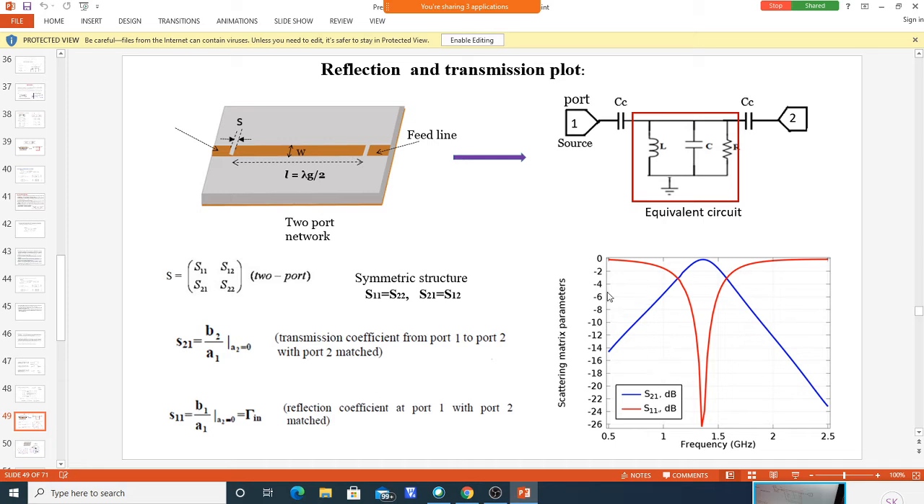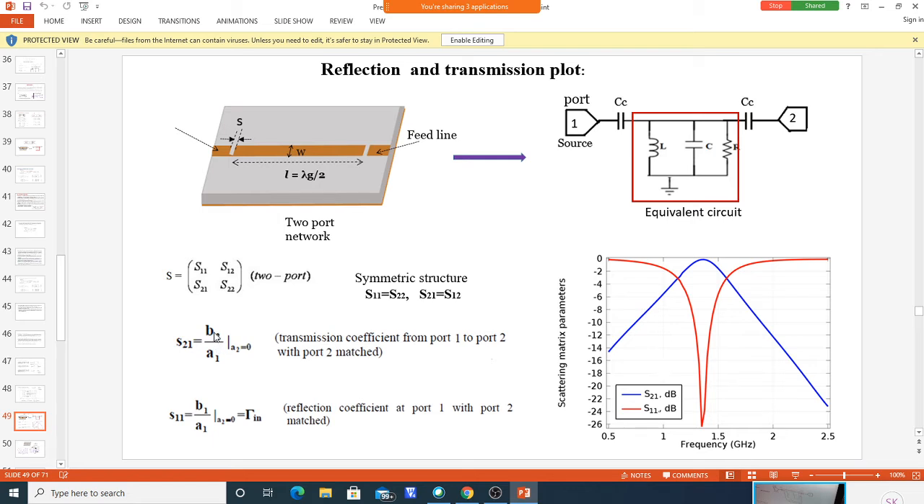If you plot S21 and S11, we will observe a plot like this. At high frequency, as I said, we are measuring the power and energy, not the voltage and current. Power is proportional to voltage square. S21 is a ratio of voltages, B2 by A1. B2 is a voltage, A1 is a voltage, so this is a voltage ratio. But we have to take the square of this, then it is a power.